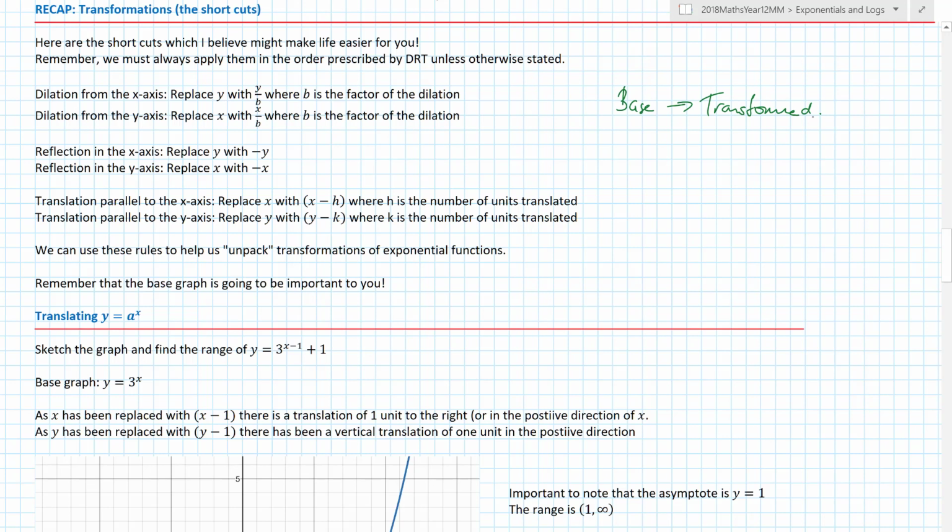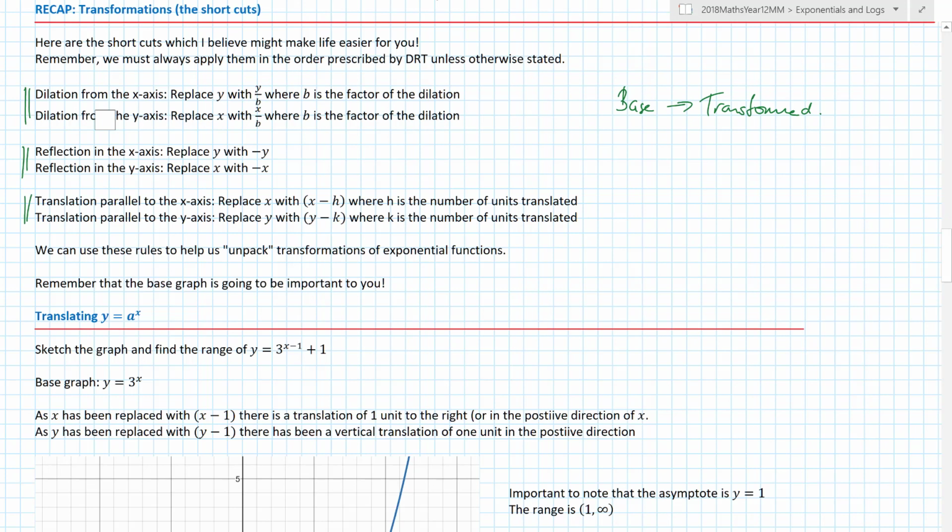Again, there are lots of ways of doing this, by algebra, by all sorts of different stuff, but maybe the quickest way is learning these dilations, reflections, and translation shortcuts, and what to do with the original function. So a dilation from the x-axis says to replace y with y on b. I'm going to rub out this just in case anyone wants to print it off.